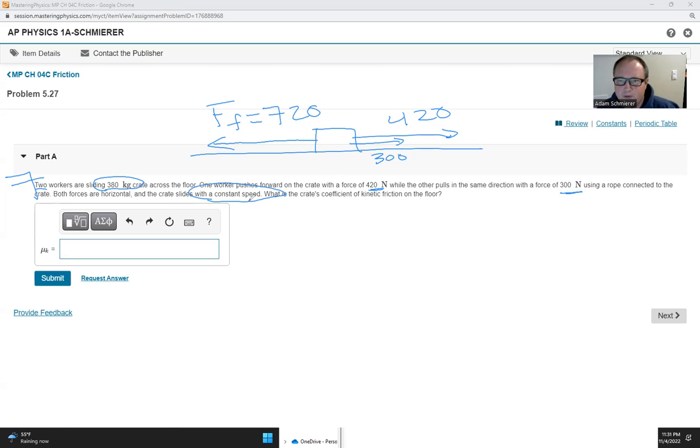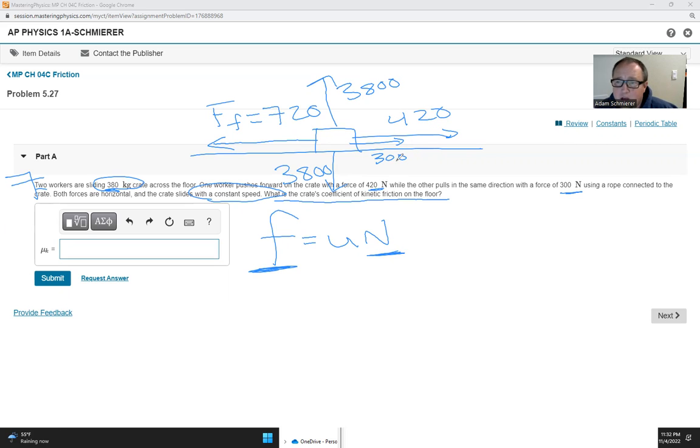Now let's go to the question. What is the crate's coefficient of friction? Friction is mu times normal. The friction force is the first one, and this N stands for normal force. So let's do that first. If it's 380 kilograms, that means my weight force is 3,800. Since I'm using Mastering Physics, I need to use 9.8. I don't have a calculator on me, so I'm just going to leave it as 3,800, but use 9.8. So my normal force is 3,800, I've got a coefficient of friction, and my friction force is 720.